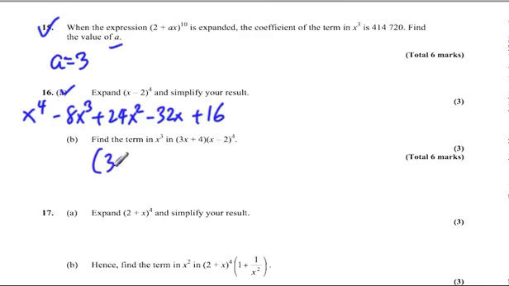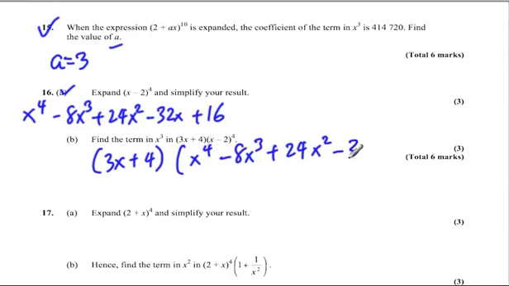So if we have 3x plus 4 times x to the power of 4 minus 8x cubed plus 24x squared minus 32x plus 16. Now, the temptation is obviously to expand everything and just find out what the x cubed term is. But the smarter way of doing it is, you know that the 3x will multiply with each term, right? So just figure out the term that 3x needs to multiply by in order to get x cubed. So if this is 3x, it needs to multiply by 24x squared, because the x to the power of 1 times the x squared over there will give you x cubed.